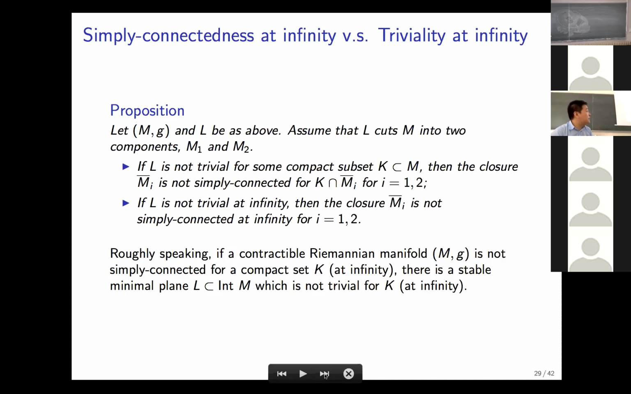Okay, roughly speaking, if a contractible Riemannian three-manifold is not simply connected for a compact set K, there is a stable minimal plane L in the interior of M which is not trivial for K. I will explain how to find such a minimal plane later.